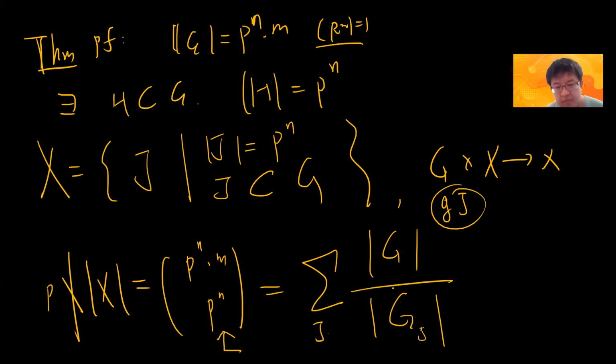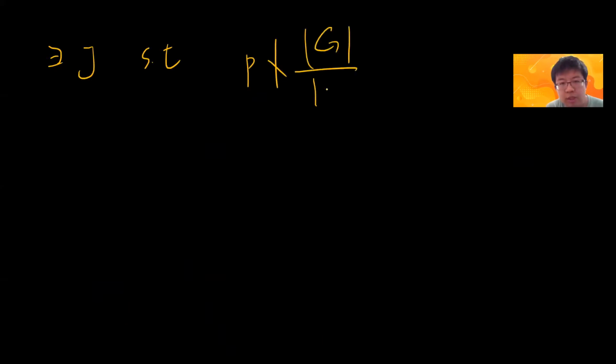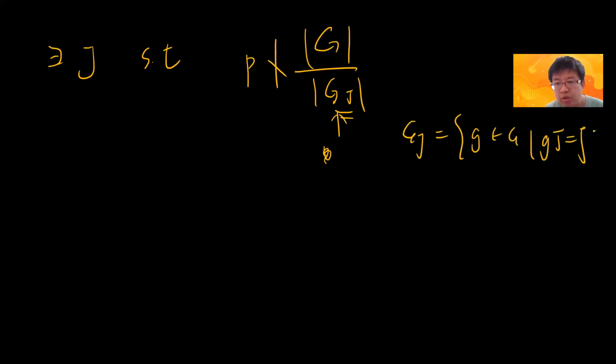By lemma 2, this is not divisible by p. That means the right hand side must have at least one integer which is not divisible by p. So there exists J such that p does not divide |G|/|G_J|. Remember that this G_J is the stabilizer. By definition, G_J is the set of g belonging to G such that gJ is J.